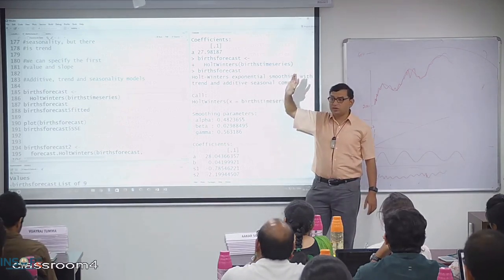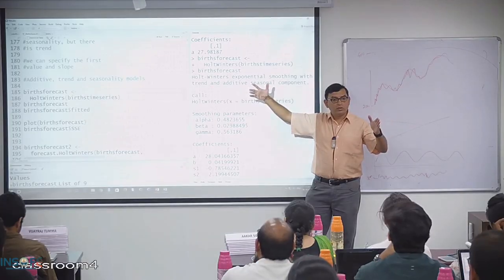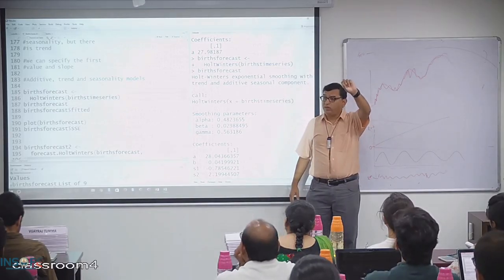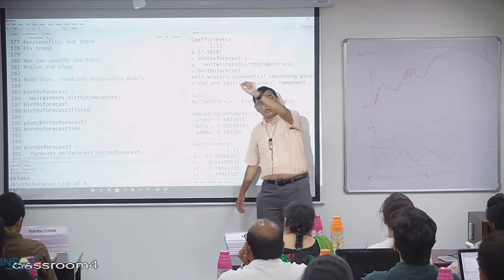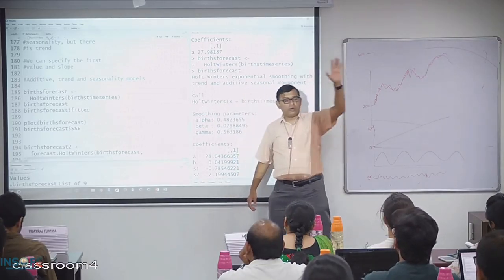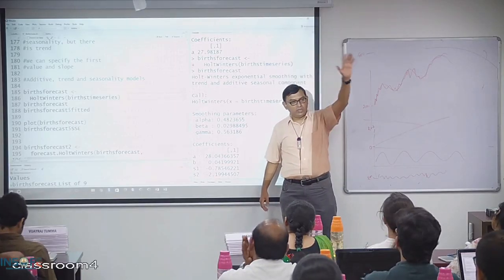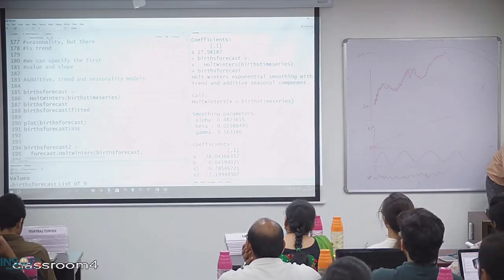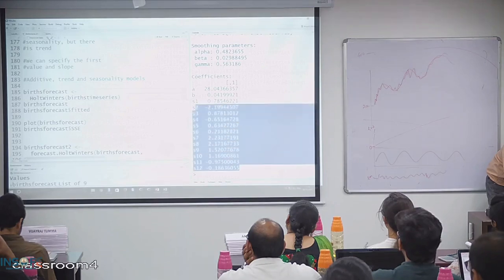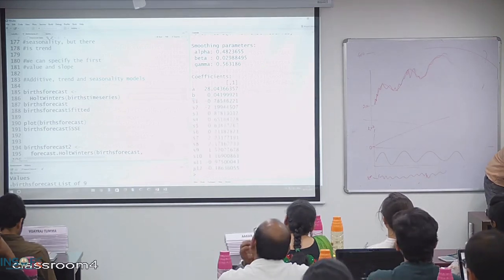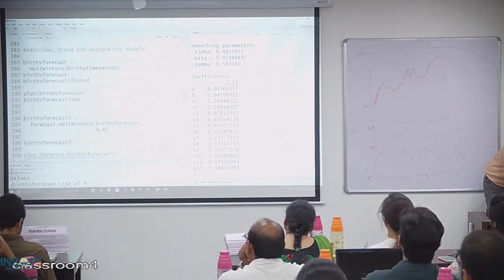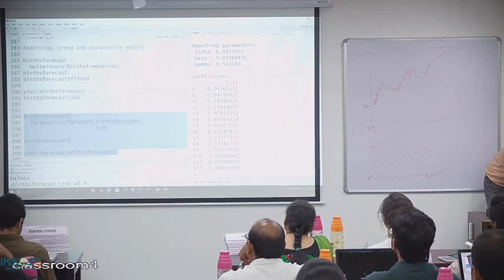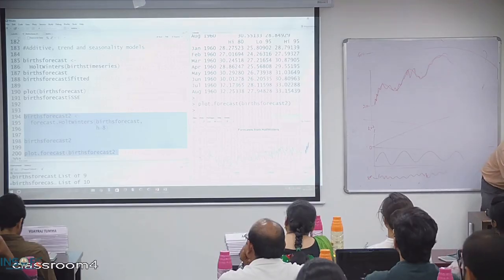Since this is the birth time series, what is the period length? 12 months. So in order to forecast for February, the seasonality component will take into account values from last February. For January, it will take values from last January, and so on. Each of the months will therefore be fitted with a different coefficient, so you see 12 coefficients corresponding to each of those months. Ultimately, to make the forecast, you use forecast.HoltWinters. In this case, I'm forecasting 8 periods ahead.